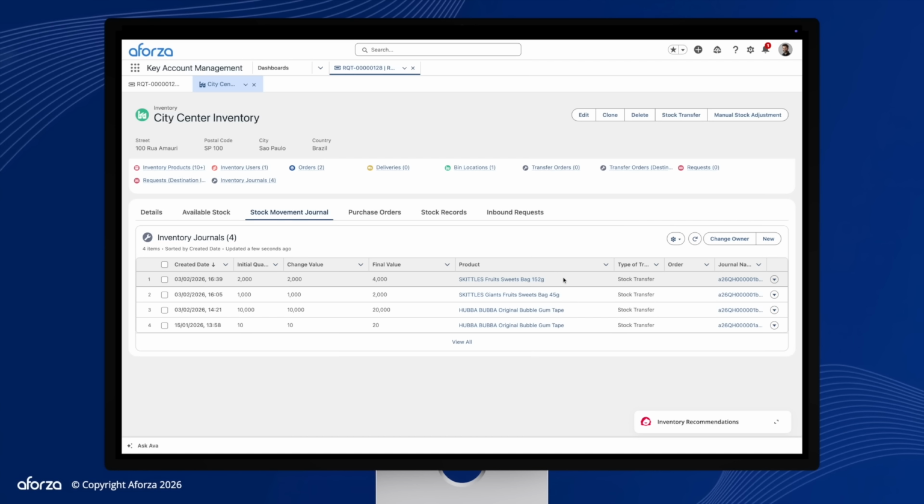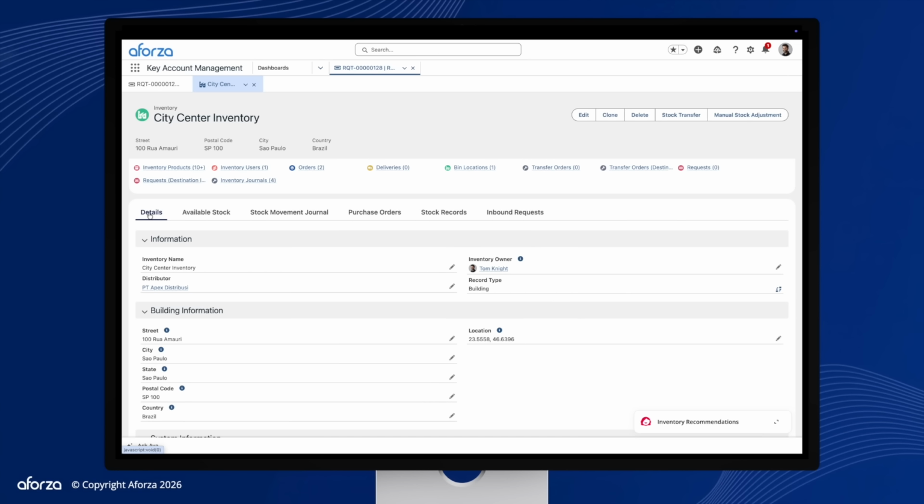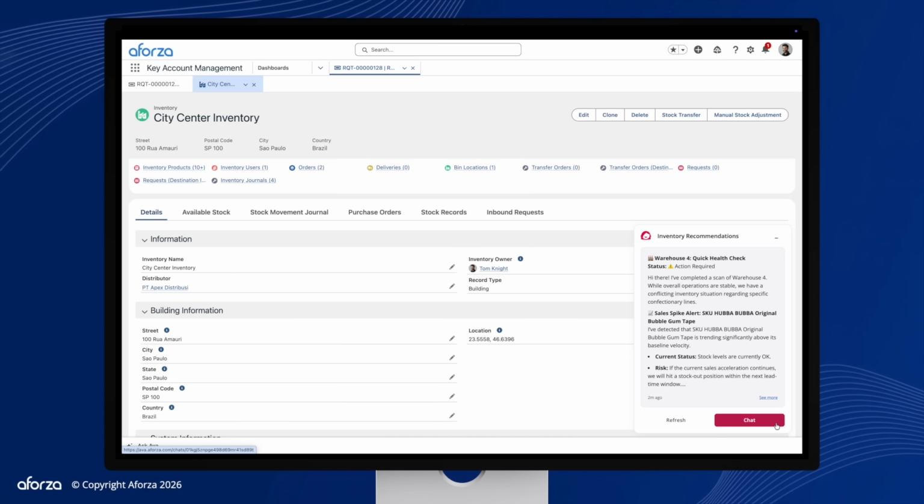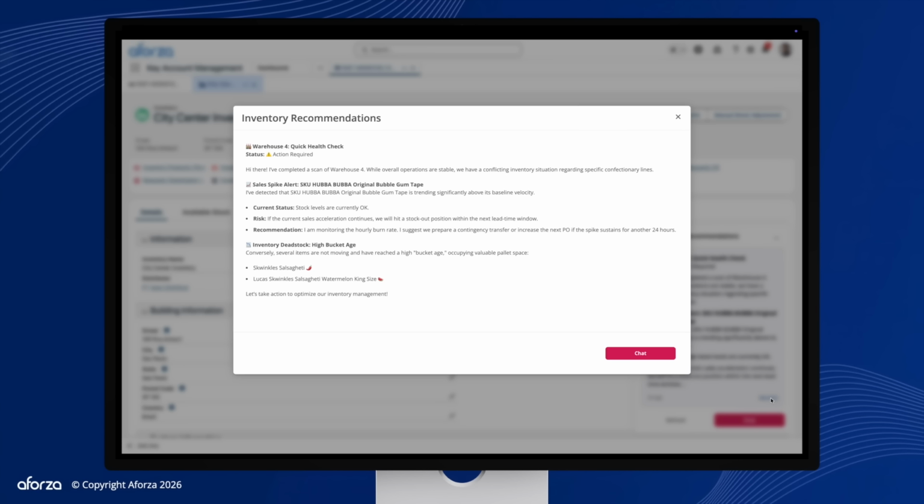So now that Bridge has unified these distributor signals, let's see how Ava sits on top as the intelligence layer. So I'm going to open up Ava here, and what Ava does is interpret distributor activity and give me prioritized actions. For example, here, Ava is recommending an actions required health check on the city center inventory after the transfer. And Ava can be absolutely anywhere within Aforza Bridge. She can give sales spike alerts in this case. We can see that stock is okay, but there is a sales acceleration for some of these products, and we could hit a stock out position within the next window.